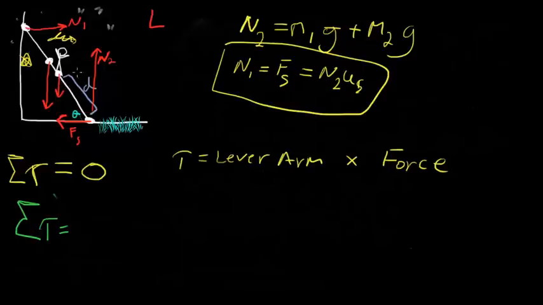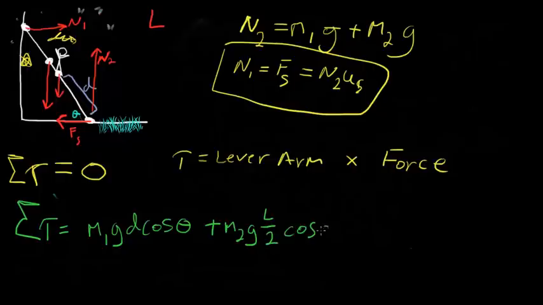So let's do the person first. We know the person was m1. So m1g, that's the force, by d cosine theta. Okay, that's one. Plus, what was the second one? Well, the ladder was going to be m2. So m2g. Now, what was the lever arm with the ladder? It was L divided by 2 cosine theta.